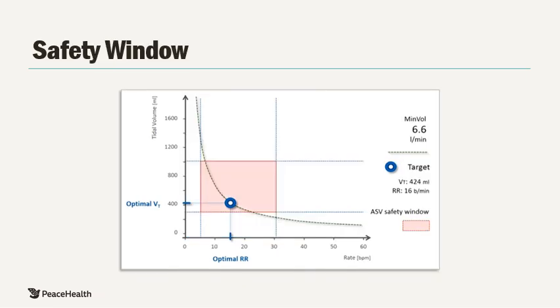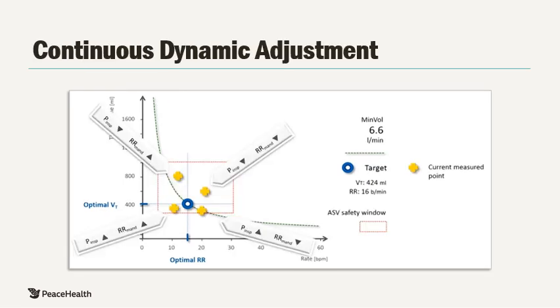This safety window is displayed on the ASV graph as the red box. The target respiratory rate tidal volume combination target is represented by the circle. The patient's current actual values are represented by the yellow cross. If the patient's spontaneous activity exceeds or falls short of the defined targets, then ASV will make the breath-by-breath adjustments.